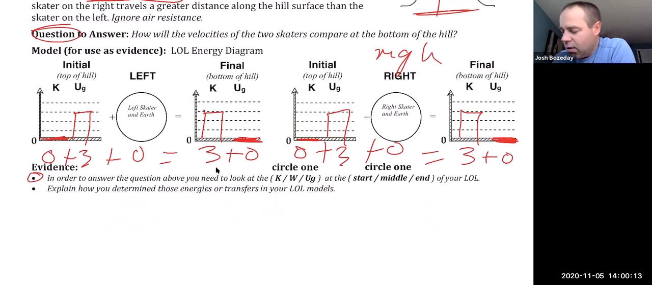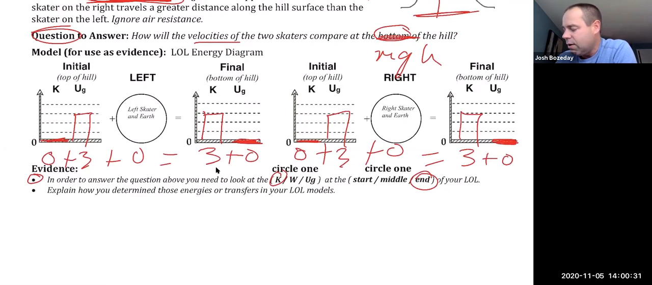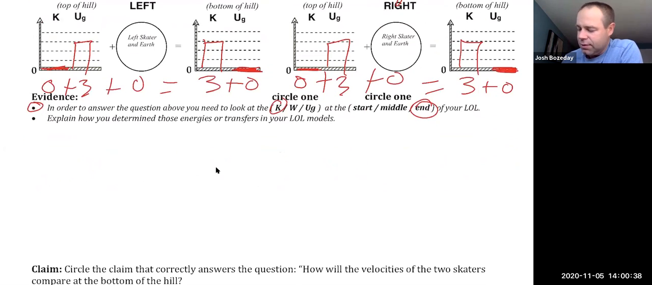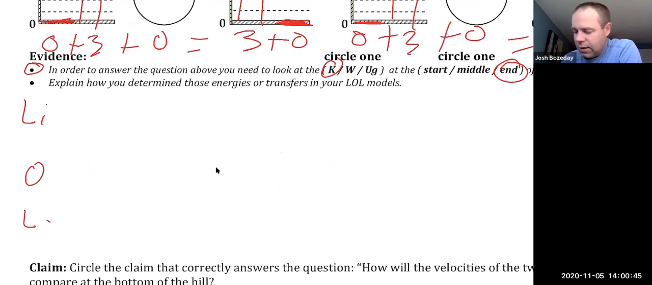I kind of forgot. We want to answer, how will the velocities of the two skaters compare at the bottom of the hill? We know velocity is all about kinetic energy, motion. So in order to answer that question, we need to look at the kinetic energies at the end, because we want to know at the bottom of the hill, which is the final L. That's just getting you to think about where we're focusing. We're going to talk about things in the order: L initial, O, L final.